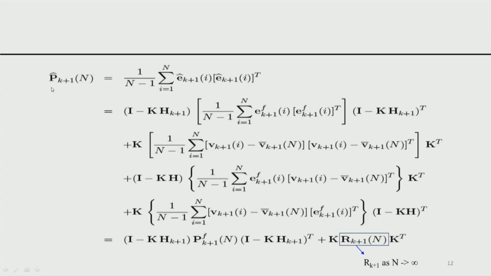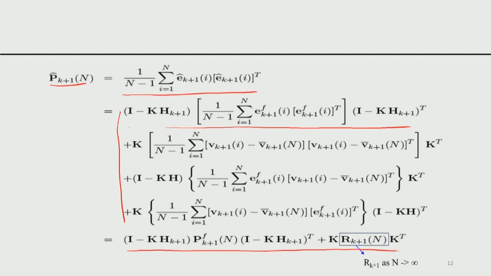Therefore, I am now going to compute the analysis covariance. The analysis covariance is given by this. I am now substituting the expressions for the analysis error for the ith ensemble member, which is then given by these expressions, which when simplified will become this. So in this case, I want you to remember R k plus 1 n is the estimate of the analysis covariance. As n goes to infinity, that tends to R k plus 1. So the other quantities follow readily from these expressions.